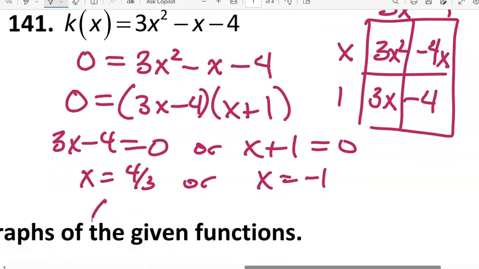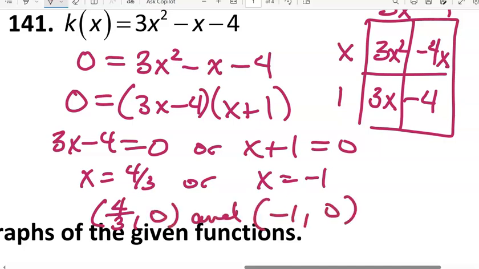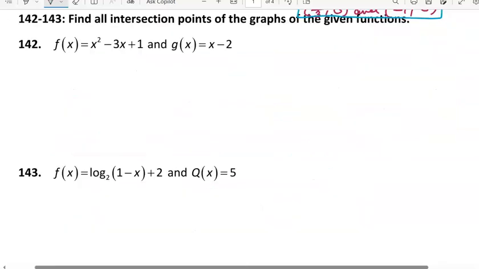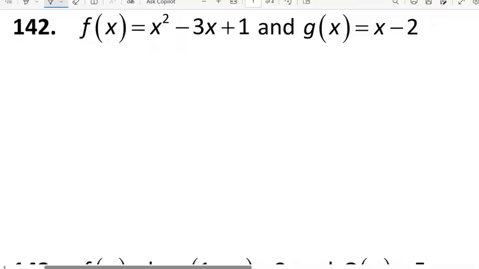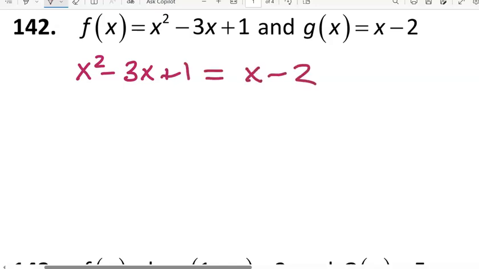So that means our two x-intercepts are the points (4/3, 0) and (-1, 0). In 142 and 143, we're asked to find the intersection points of the two graphs. In order to solve this, we treat it like a system. So we're going to set f(x) equal to g(x). So x squared minus 3x plus 1 is equal to x minus 2.